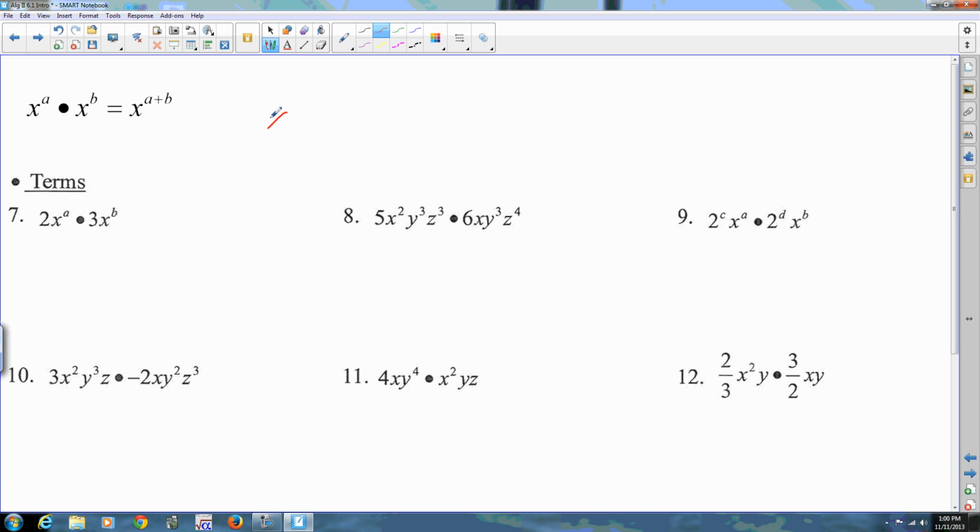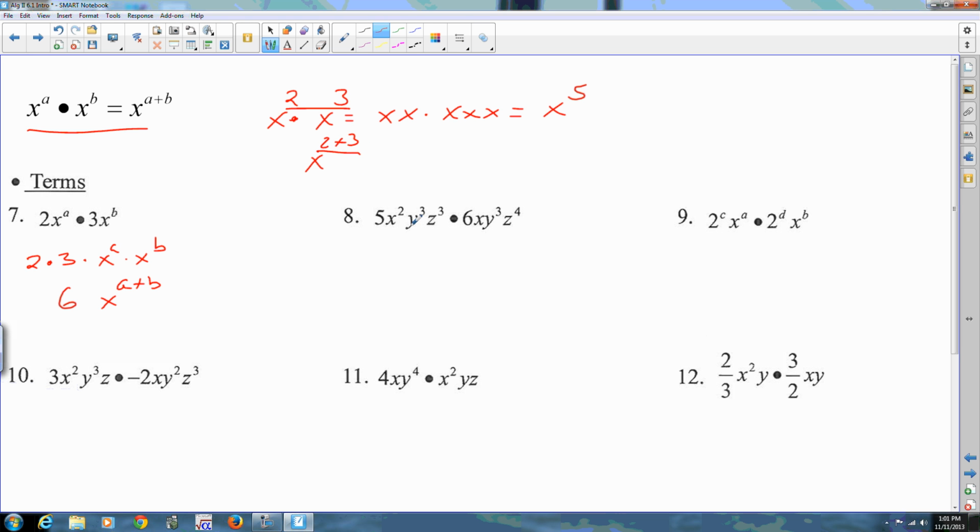When you're multiplying, so let's say I got x squared times x cubed. That's saying x times x times x times x times x. How many x's you got? 5 of them. So when you're multiplying, you add your exponents, and that's what I've got here, assuming the base is the same. Okay? I can rearrange this as 2 times 3 times x to the a times x to the b. You're just multiplying 2 and 3, so you just got 6. Then that's x to the a plus b as exponents, because you're multiplying, so you add your exponents.